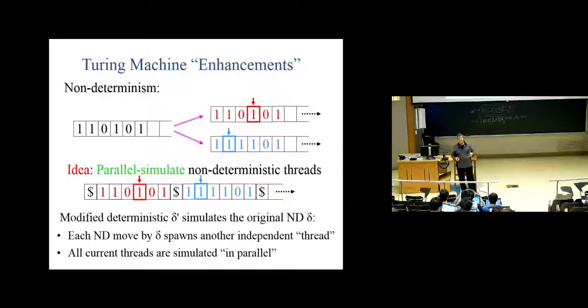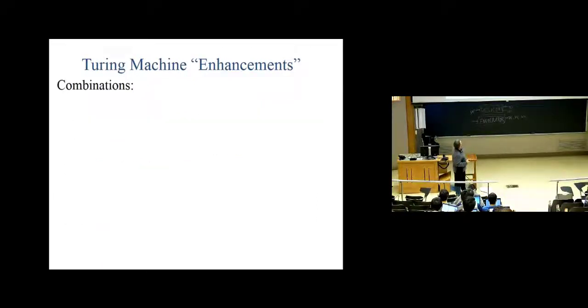So it's a general technique. We've seen this technique before, parallel simulation. Now we're applying it to Turing machines, showing that non-determinism doesn't buy you anything extra. Now what about combinations? We showed each property or each enhancement separately, but what if you have combinations of enhancements?